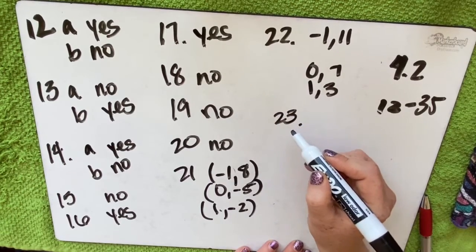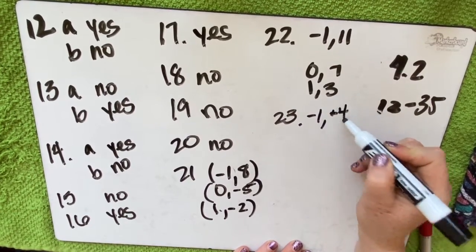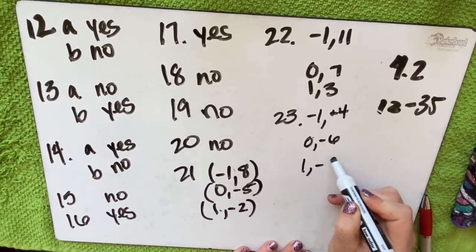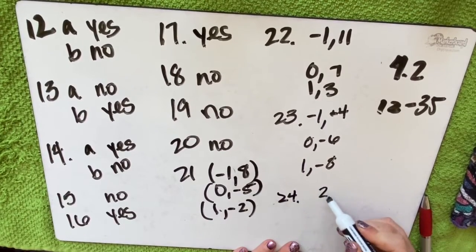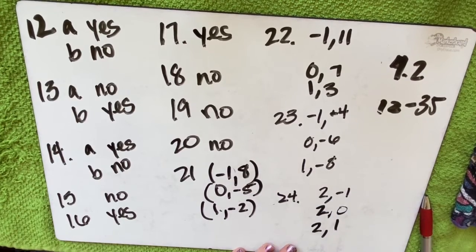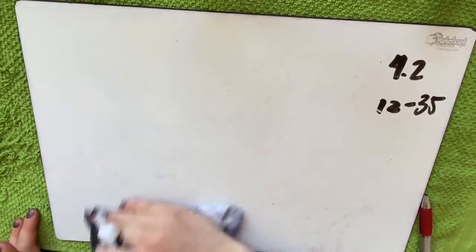23. -1, -4, 0, -6, 1, -8. 24. 2, -1, 2, 0, 2, 1. Okay, 24. Now, like I said, if you had at least one or two of those, I'll count it right.